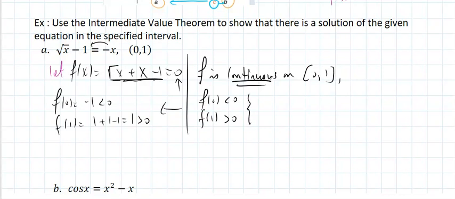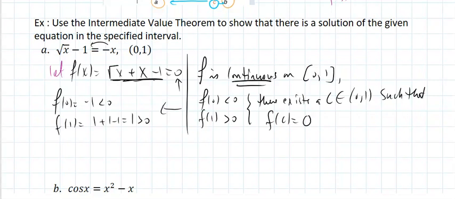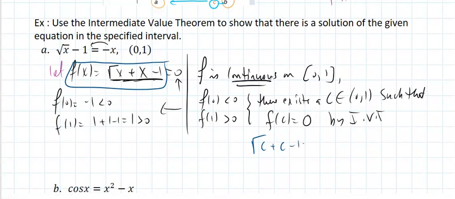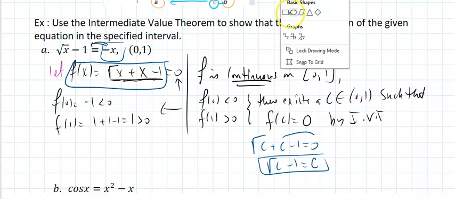So out of those, we know what? There exists a c in the open interval between 0 and 1 such that f of c equals 0 by the intermediate value theorem. And what's f of c? If this is my f of x, f of c is simply the square root of c plus c minus 1 equals 0. And you go back and show exactly what they want by moving that over. And there it is. And that's an official proof.